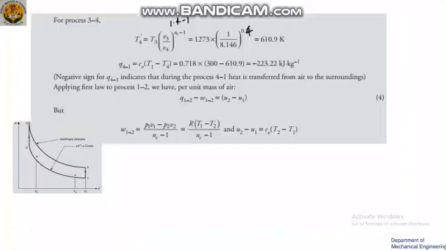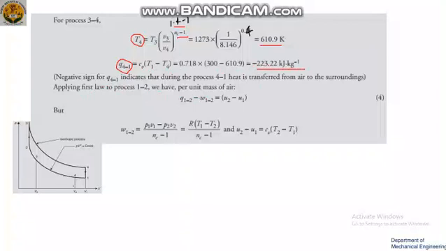And process 3 to 4, from process 3 to 4 you need to find T4. This process 3 to 4 is the expansion process. It is isentropic, so you have the formula T4 is equal to T3 into V3 by V4 to the power n minus 1. Here n will be 1.4 because this is isentropic. So you have all the values and find T4, that will be 610 Kelvin. After finding T4, just find the heat rejected, that is Q4 to 1 is equal to CV into T1 minus T4, that will be minus 223 kilojoule per kg.